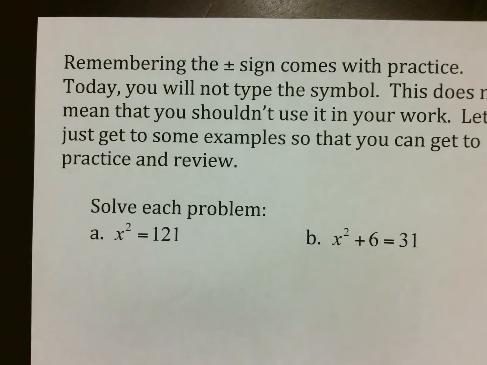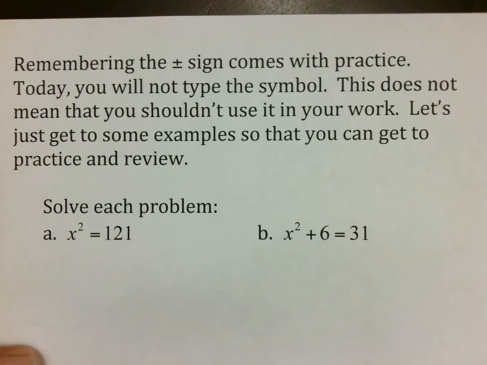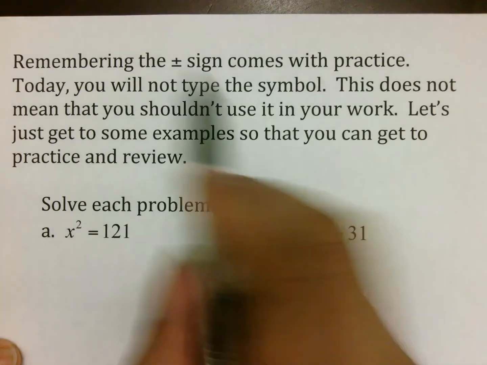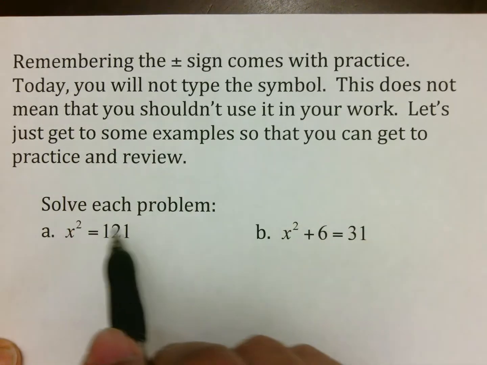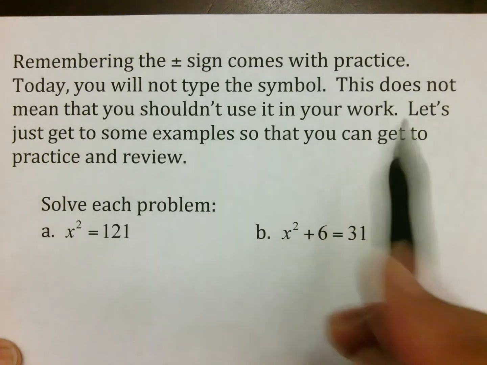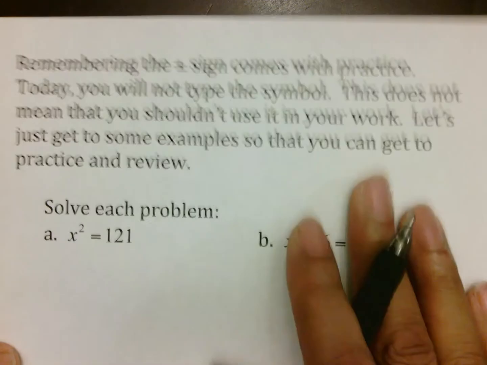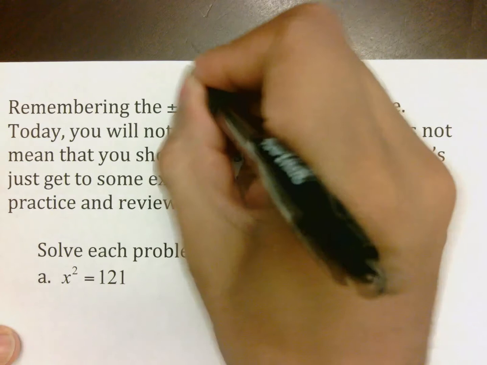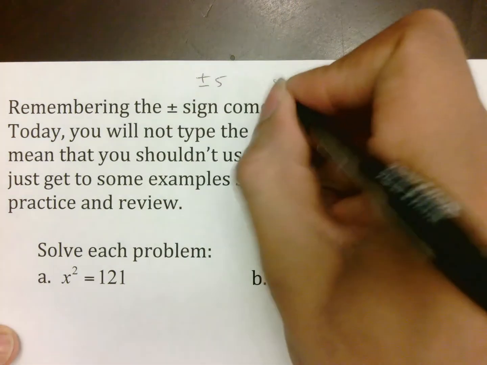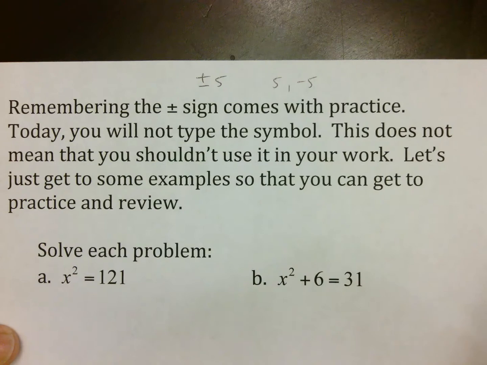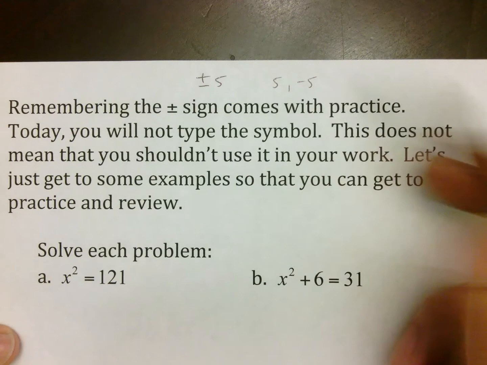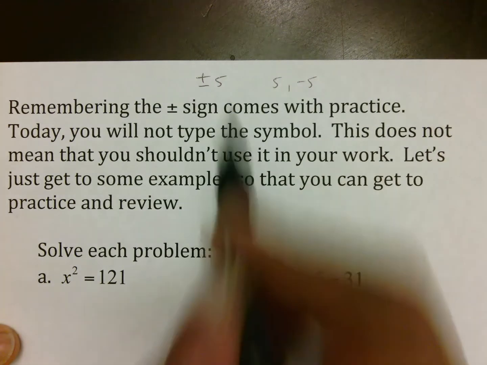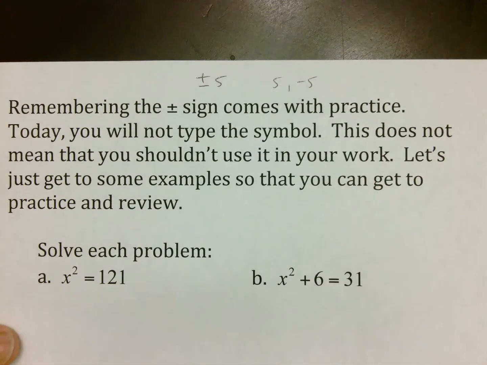Again, there's no half credit for this. Make sure you understand that the plus or minus sign has to be there. Remembering that does come with practice. Today you're not going to type it in with a symbol, you're actually just going to use a comma. So if your answer on paper is plus or minus 5, you'll simply type 5 comma negative 5 into the computer on most of these problems. But again, you need to do this on paper so you get used to it.